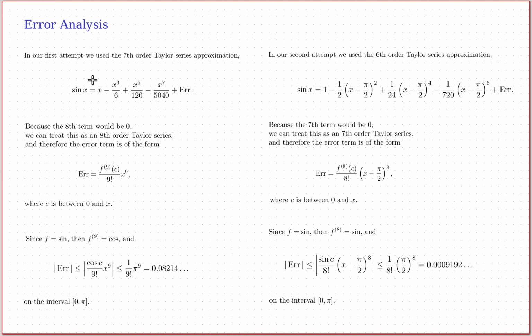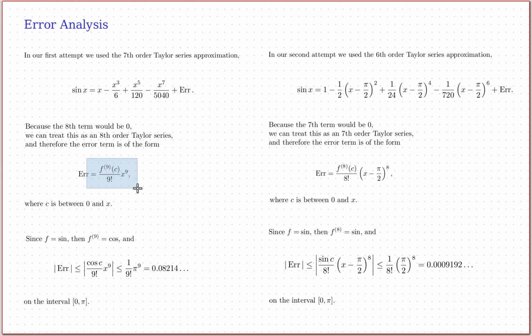Before I get to that, let me make a quick observation. Although at first blush this seems like a 7th degree Taylor series, it's actually an 8th degree Taylor series, because it also has the same x to the 8th term. In the Taylor series for sine at 0, the 8th power term would in fact be 0. So this 7th degree polynomial is identical to this Taylor polynomial of degree 8. So we can treat this as a degree 8 Taylor polynomial, and therefore the error term is of this form.